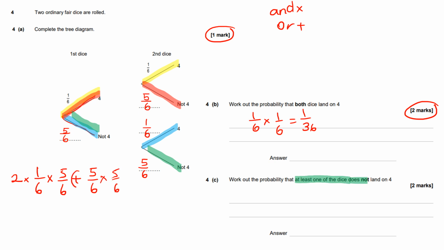Okay, so I have this option or this option. So 1 out of 6 times 5 out of 6 is going to give you 5 out of 36. Double that is going to be 10 out of 36. And I've got 5 out of 6 times 5 out of 6. That will give me 25 out of 36. And both of these will give us 35 out of 36.